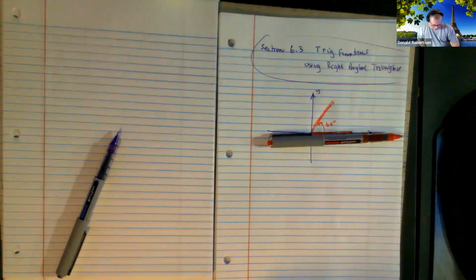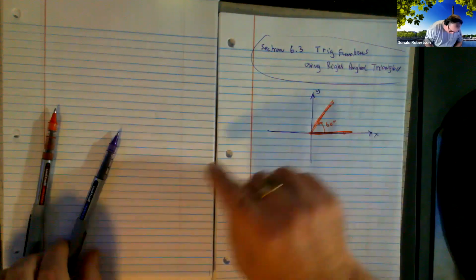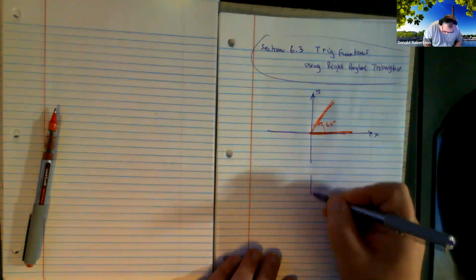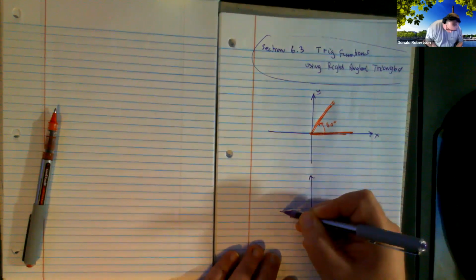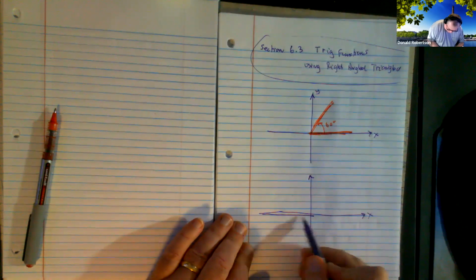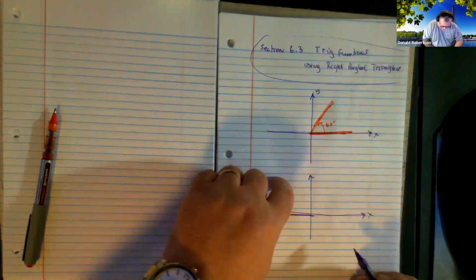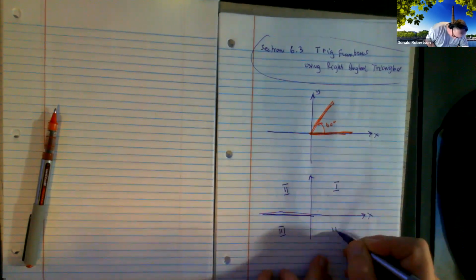Now, the shape of the x and y axis splits this two-dimensional space into 4 pieces. 1, 2, 3, 4. These are called the quadrants. So there's the first quadrant. This is called the second quadrant. This is called the third quadrant, and this is called the fourth quadrant.